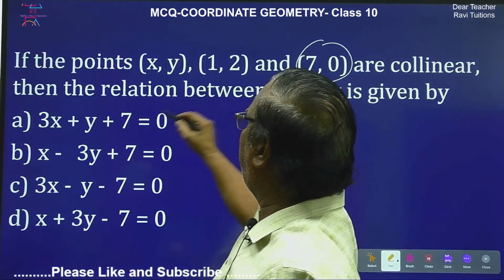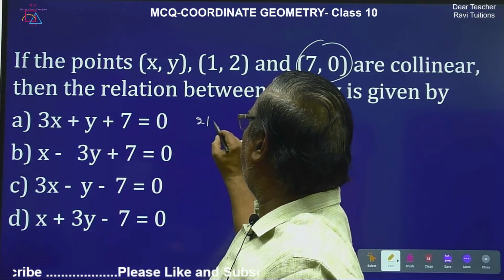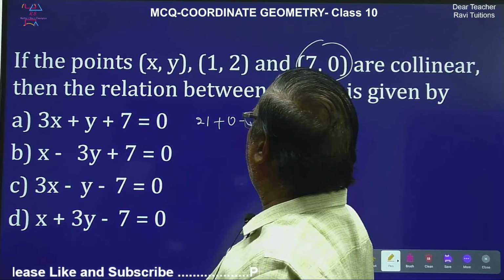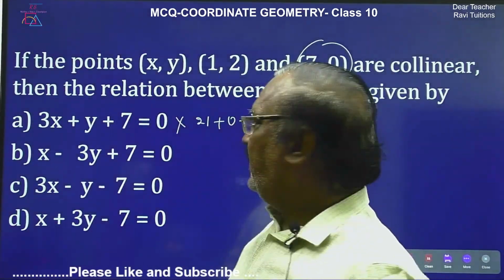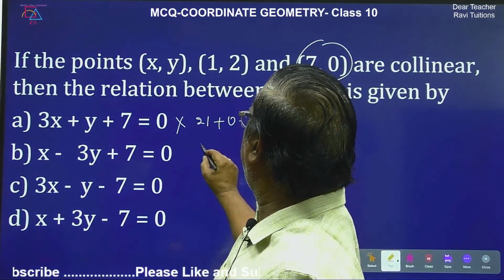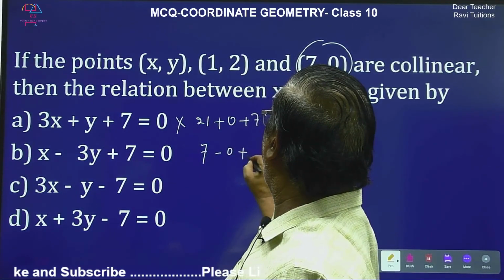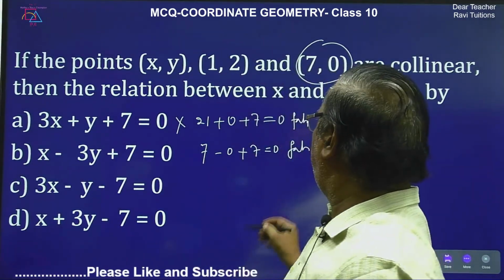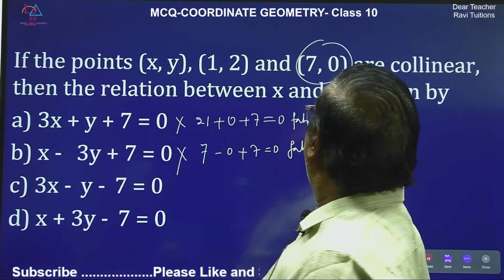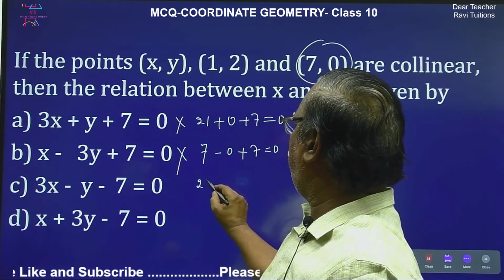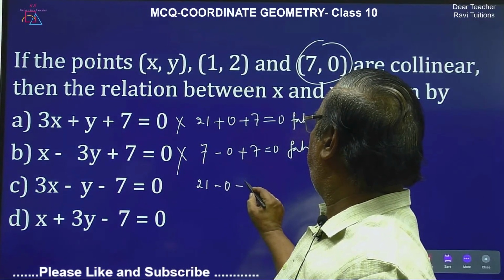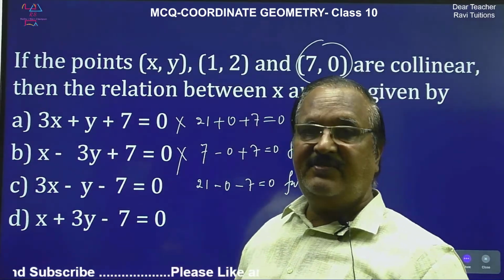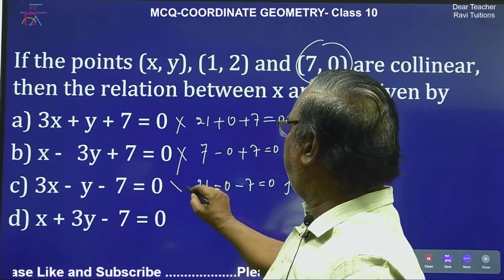It is easy to find out. Let us find out 7, 0 in this. 3 7s are 21 plus 0, 7. False. So, this cannot be equation. Next, put in this 7 minus 0 plus 7. This is also false because 7 plus 7 is 14. So this is also not correct. Put in this 3 7s are 21 minus 0 minus 7 is equal to 0. This is also false because 21 minus 7 is 14. Therefore this is also not possible.